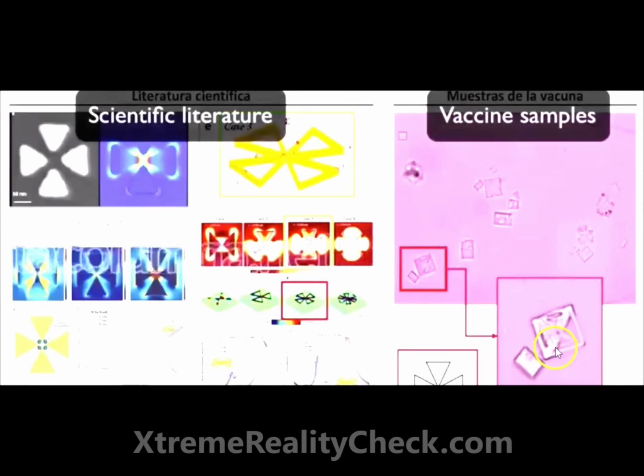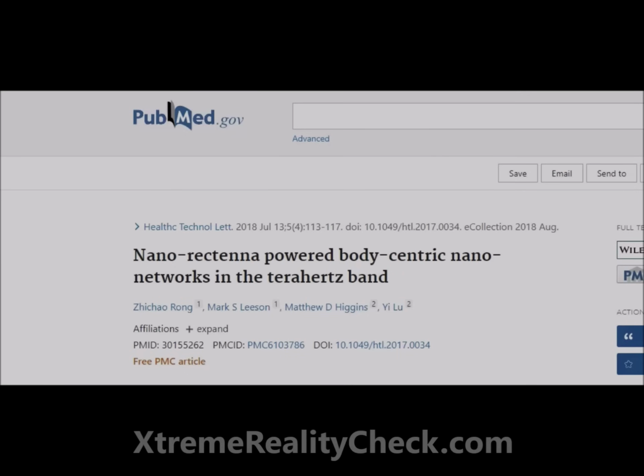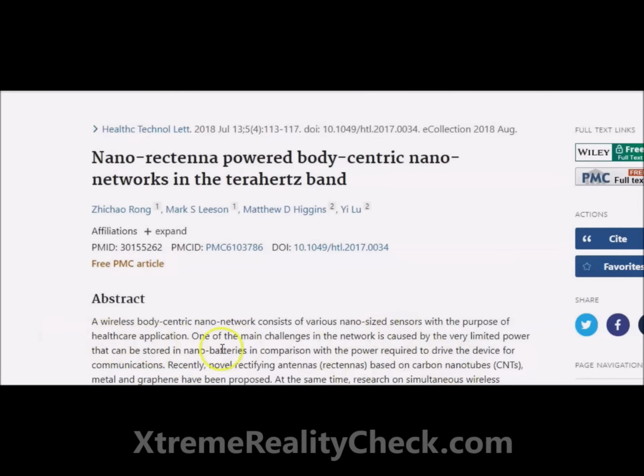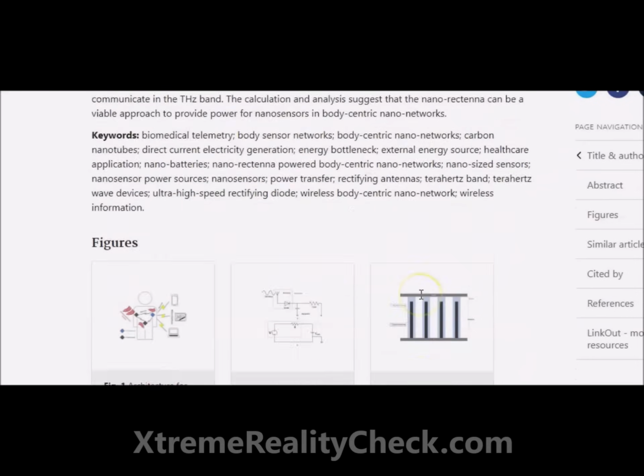And then these are the nanotechnology, what they're calling nano routers that have been found in the VAX files, of course. And then this is just one of the many PubMed.gov documents on exactly that, these nano routers, nano networks, antennas in the terahertz band and stuff. Here's the number at PubMed, 301-55262, if you want to look it up. But it's basically exactly what Bill Gates's patent talks about, 060606, about these nano-sized sensors in the body and all of these healthcare applications and stuff.